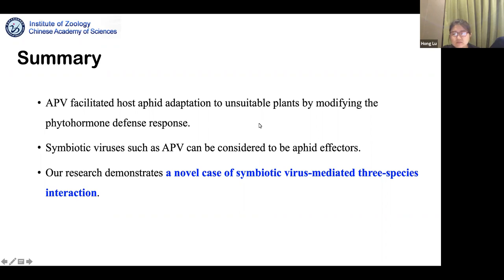Okay. So Karen Alvier has a second question. She asks, were there validation experiments after transcriptomics? Did you do qRT-PCR on any of the genes?